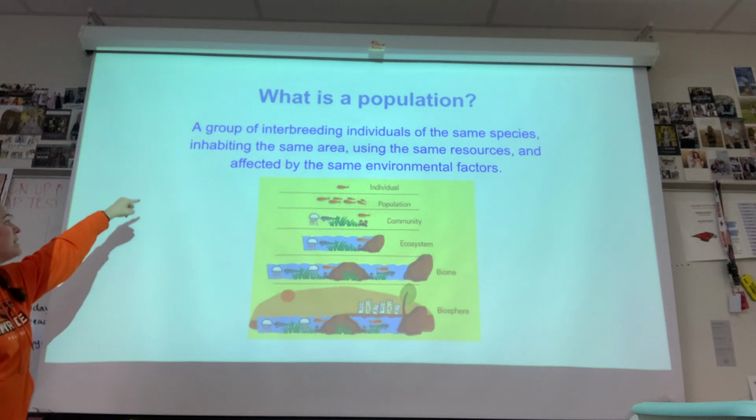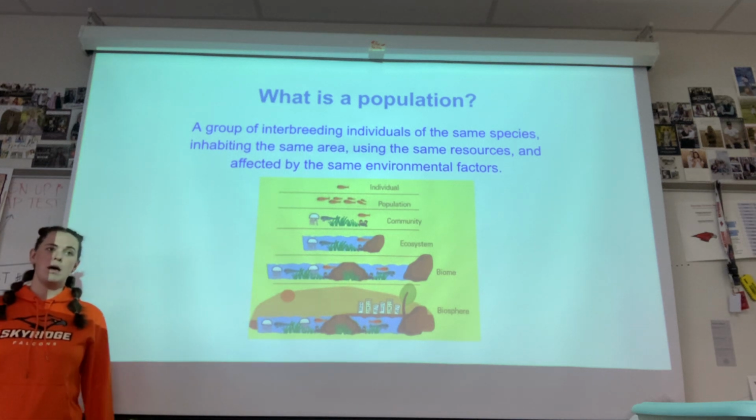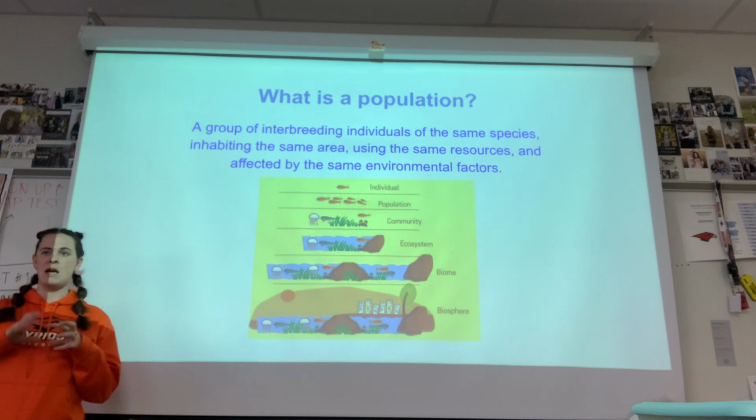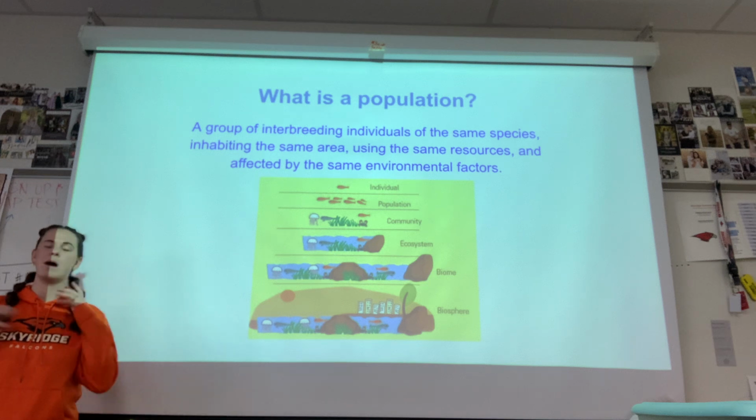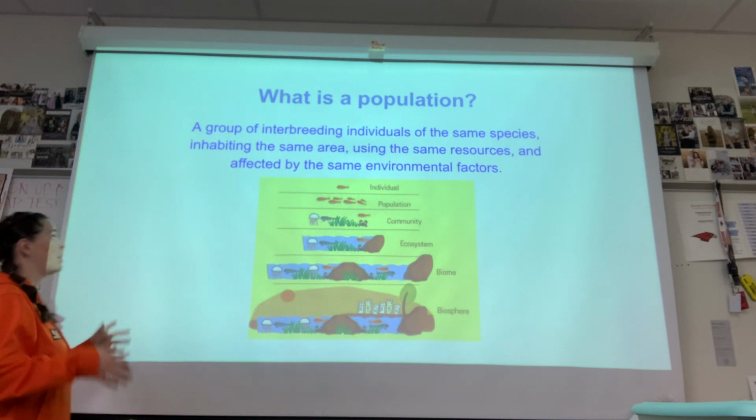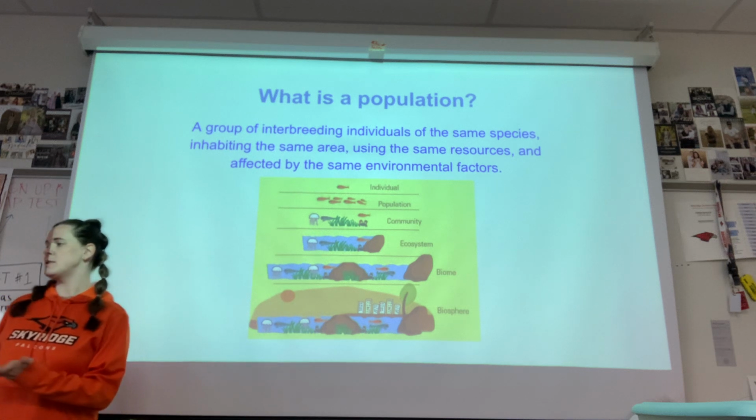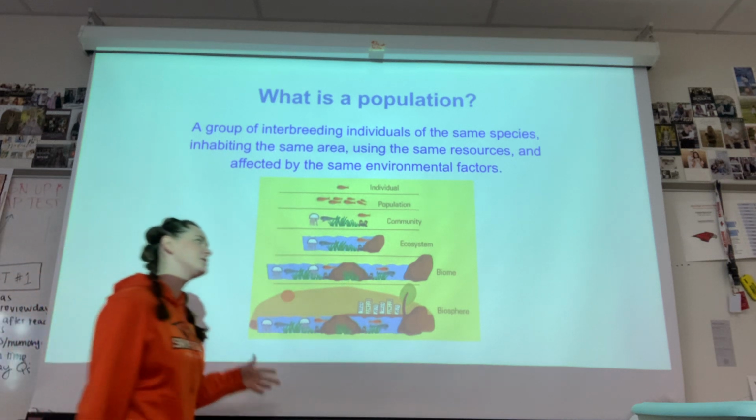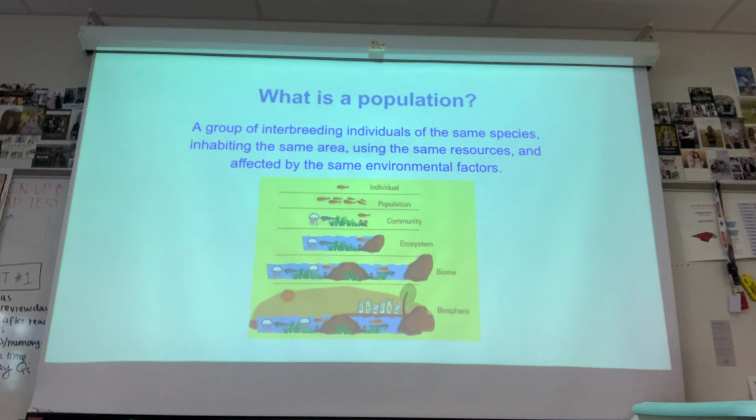Number two, you have to be in the same area. If we're talking about a population of people here in Utah, we can't have random people from California or Georgia or Nevada or Hawaii in our population because they're not specifically in the same area. Using the same resources, again, they have to be in the same area because if they're not using the same resources, they can't be considered a population. And again, they have to be in the same area because you have to be impacted by the same environmental factors.